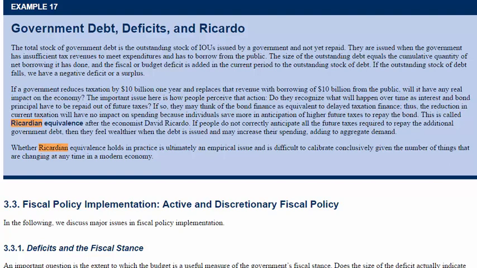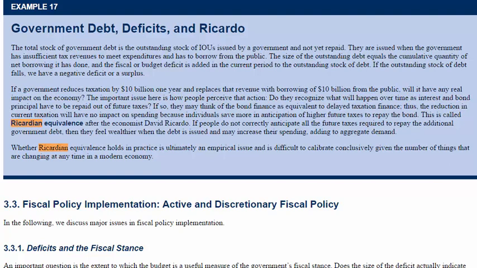If a government reduces taxation by 10 billion in one year and replaces that revenue with borrowing 10 billion from the public, will it have any real impact on the economy? The important issue here is how people perceive that action. Do they recognize what will happen over time as interest and bond principal have to be repaid out of future taxes? If so, they may think of the bond finance as equivalent to delayed taxation finance. Thus, the reduction in current taxation will have no impact on spending because individuals save more in anticipation of higher future taxes to repay the bond. This is called Ricardian Equivalence, after the economist David Ricardo.